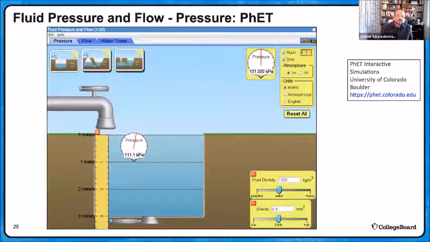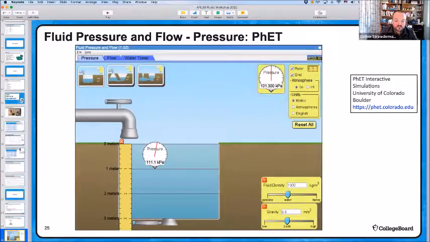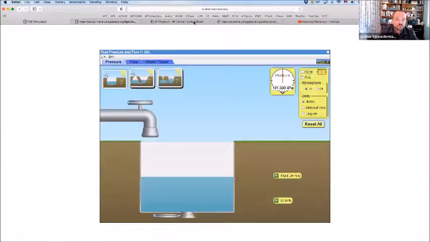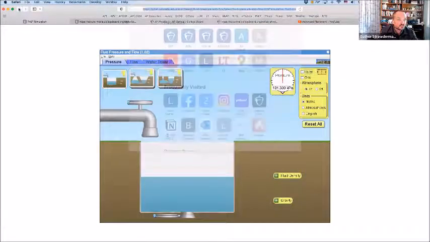The main focus of the pressure portion of this unit is fluid pressure and what factors affect the pressure of a fluid, and more specifically, what factors affect the pressure of a liquid. So here's a simulation for y'all, and I'm going to politely ask y'all to investigate it in breakout rooms together. I'm going to give you the link to this one. Actually, let's go back one step.